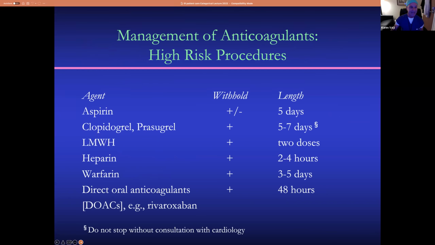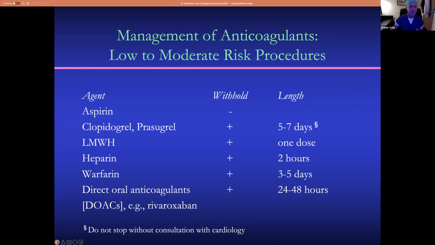And then what about management? Depending on how you stratify the procedure you're doing, is it low, moderate, or high, you then decide what you're going to do with the drugs they might be on. And again, I'm not going to go over this. I'll send this to you and you can have it. But if the patient's on any one of these, let's say a DOAC, like rivaroxaban, because this is one of the more common ones, for a low to moderate risk procedure, we're going to wait 24 to 48 hours. That's variable depending on the attending and the procedure.